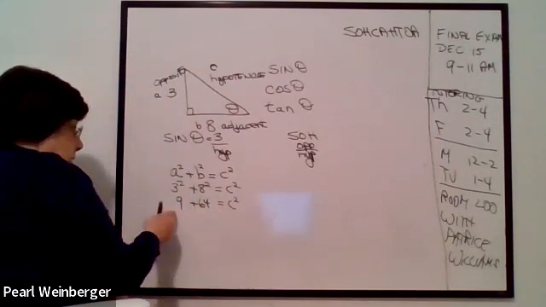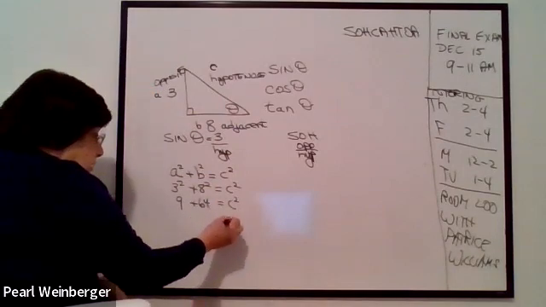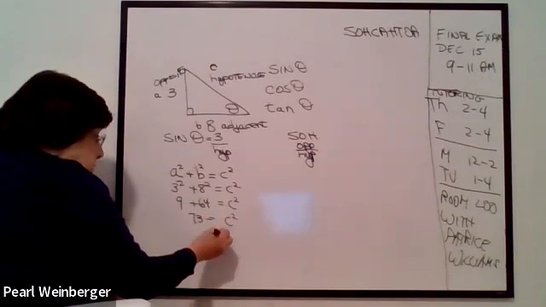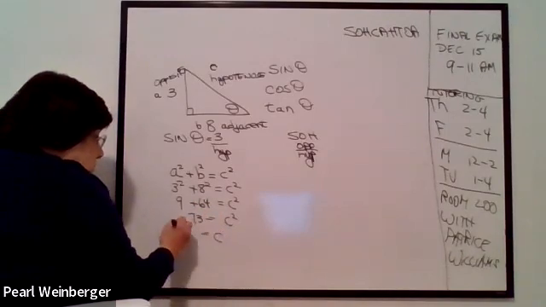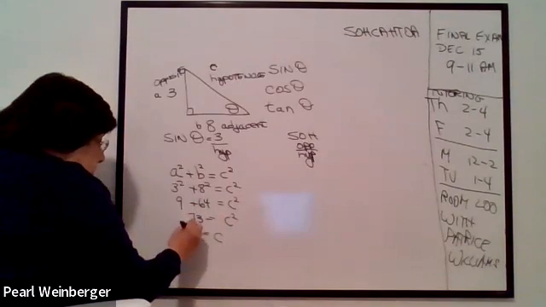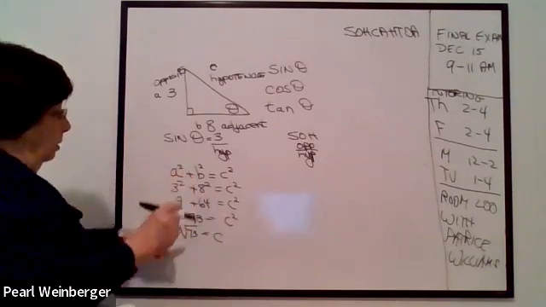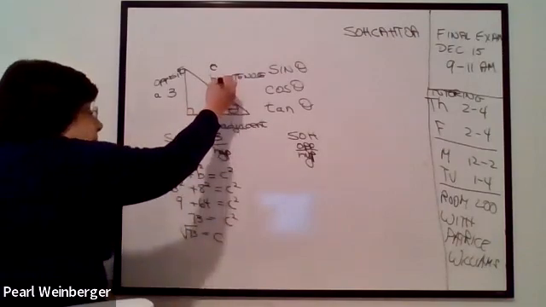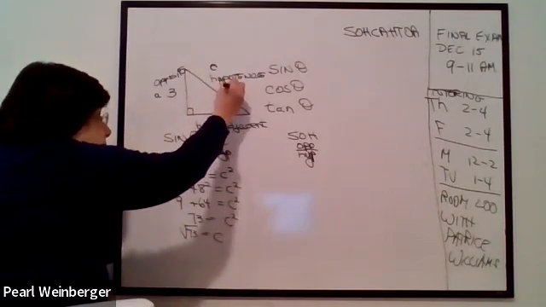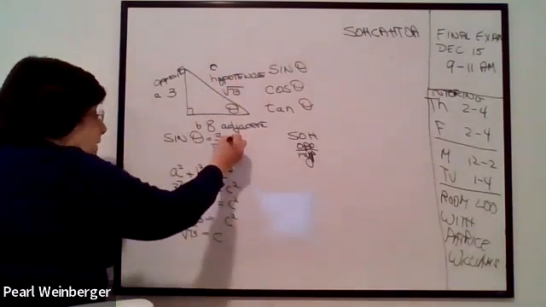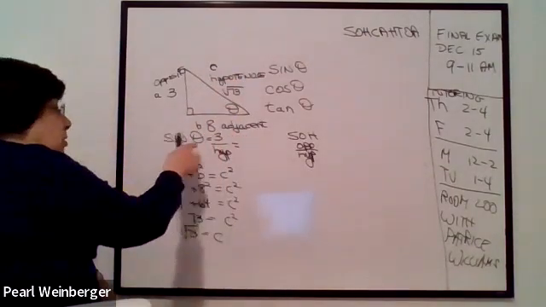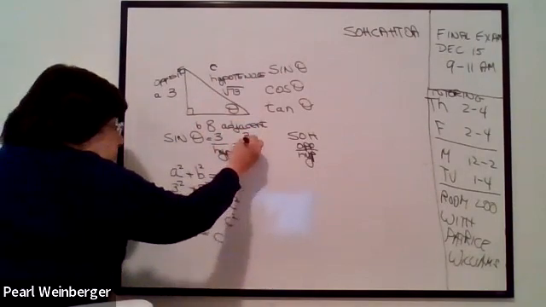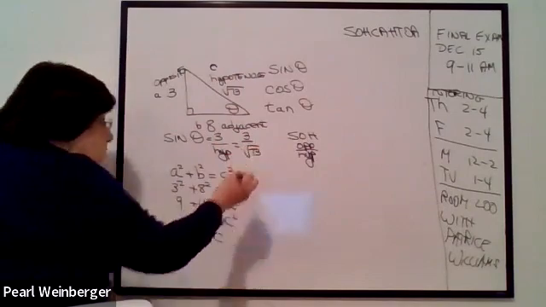So when I add 64 and 9, I get that c squared equals 73, which means that c is the square root of 73. Because it's not c that's 73, it's c squared. The hypotenuse is the square root of 73. So now I can go further with this. I know now the opposite is 3, and the hypotenuse is the square root of 73.